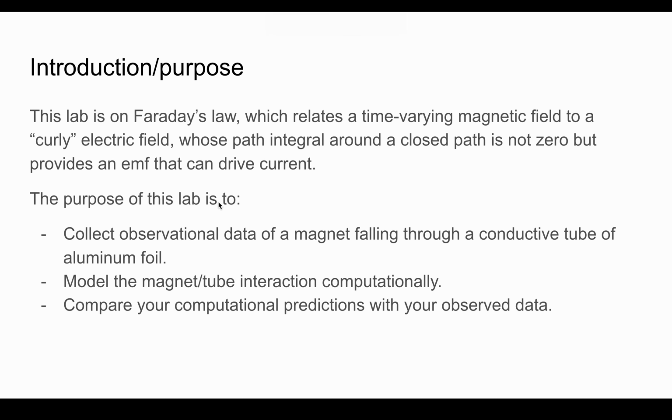This is Lab 5. This lab is on Faraday's Law, which relates the time-varying magnetic field to a curly electric field, whose path integral around a closed path is not zero, but provides an EMF that can drive current. The purpose of this lab is to collect observational data of a magnet falling through a conductive tube of aluminum foil, model the magnetic tube interaction computationally, and then compare the computational predictions with my observed data.